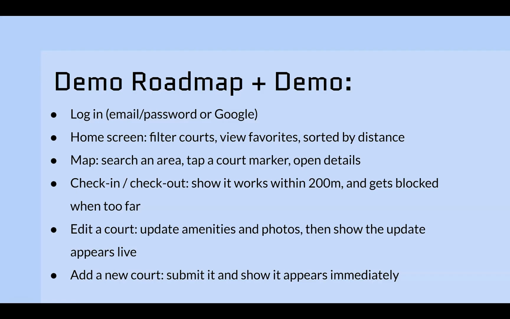So I'm going to start with the login page you see when first launching the app. I'm going to sign in via email and password, but you can choose between signing up with your own email or using Google. Then I'm going to show you the home screen where we can filter the courts based on favorites or by distance or the type. Then I'll show you how the map works. By clicking on a known court, you can open its details, look at the amenities, the weather there. Then I'll show you how it looks to check in or check out. I'll show you it working within 200 meters, and then when it gets blocked when you're too far. I'll show you how it is to edit a court and make a new court.